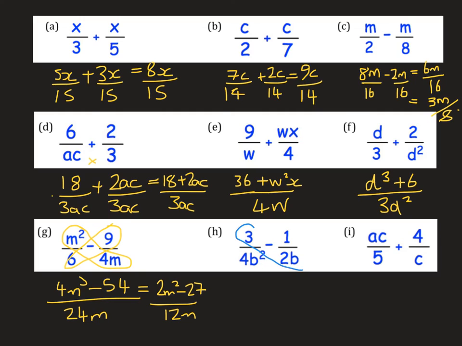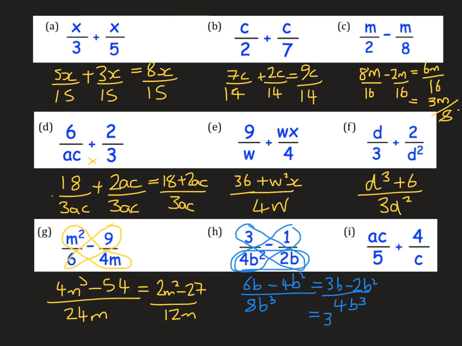I do that times that, which gives me the 6b, minus this times this, 4b squared, all over these two multiplied, which is 8b cubed. Simplify it down. I can divide it all by 2. Let's do it step by step. Divide it all by 2. So I get 3b minus 2b squared all over 4b cubed. And I can divide it all by b. So I get 3 minus 2b over 4b squared.